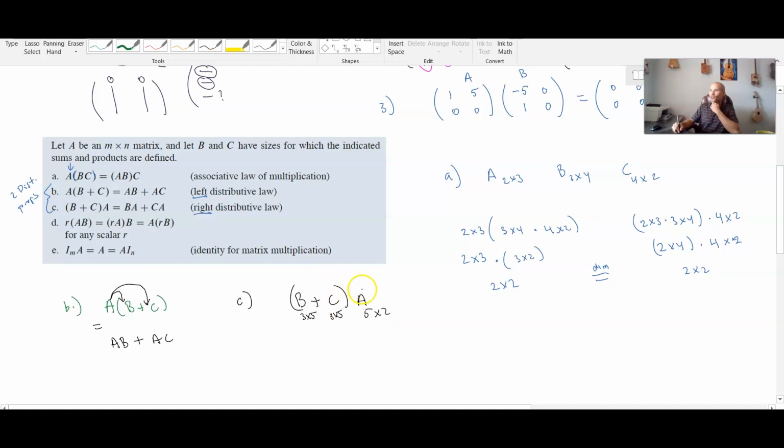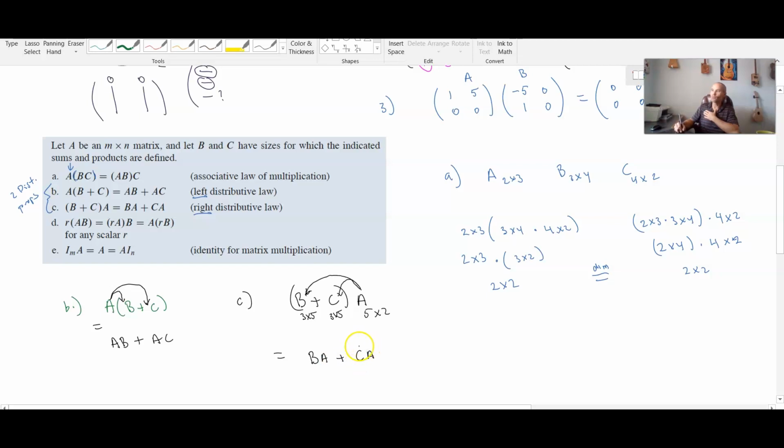So in the right distributive property, we can distribute from the right, but we have to keep that A matrix on the right-hand side of everything that it multiplies. And in that case, you can see B times A is still a 3 by 5 with a 5 by 2, and C times A is still a 3 by 5 with a 5 by 2. And therefore, we can still say B times A plus C times A.